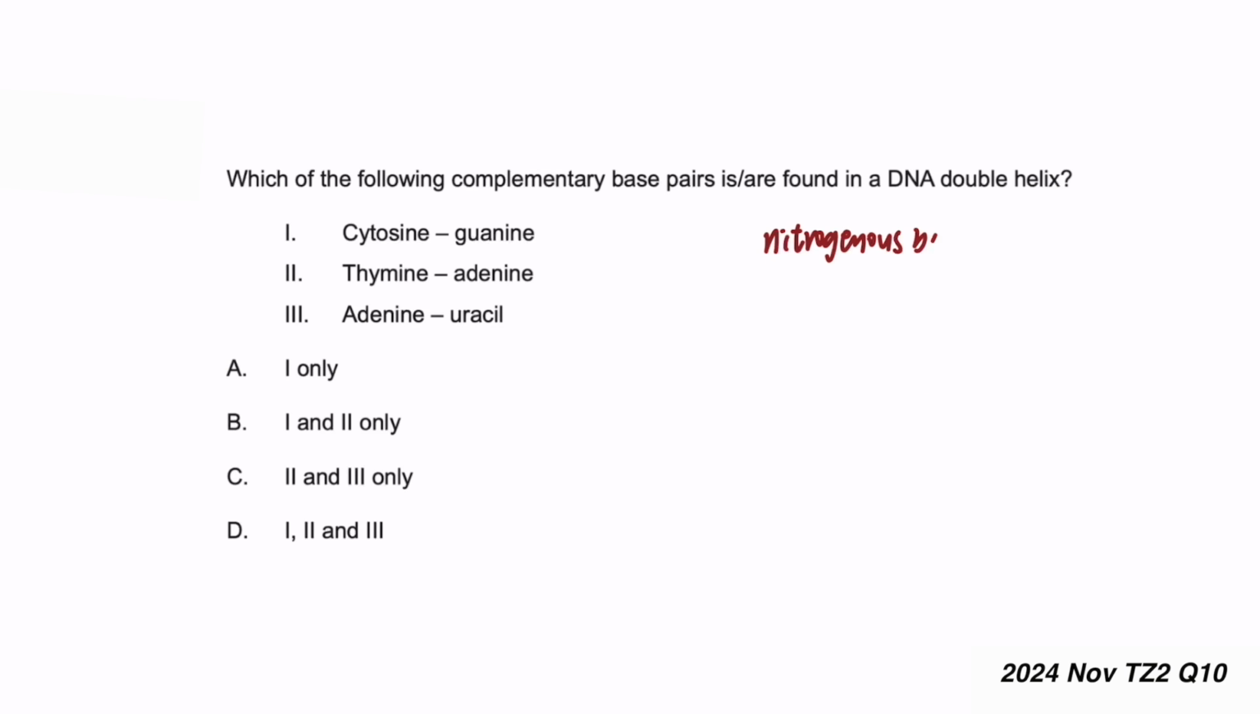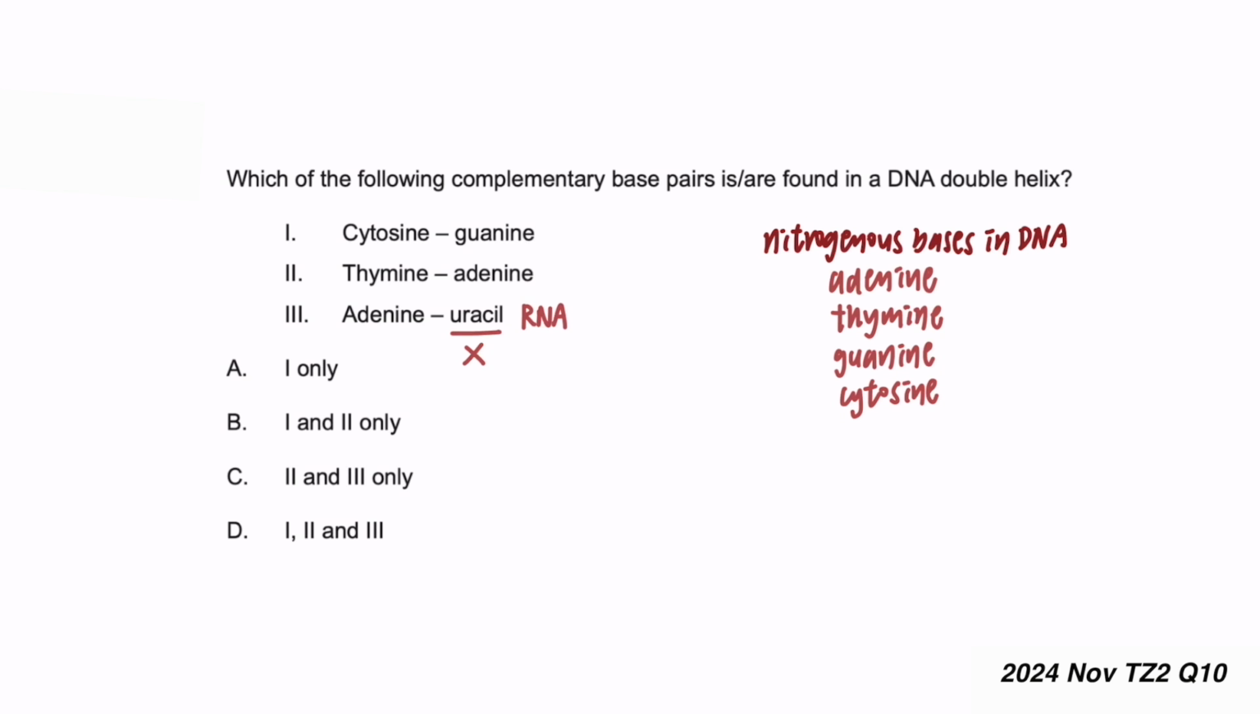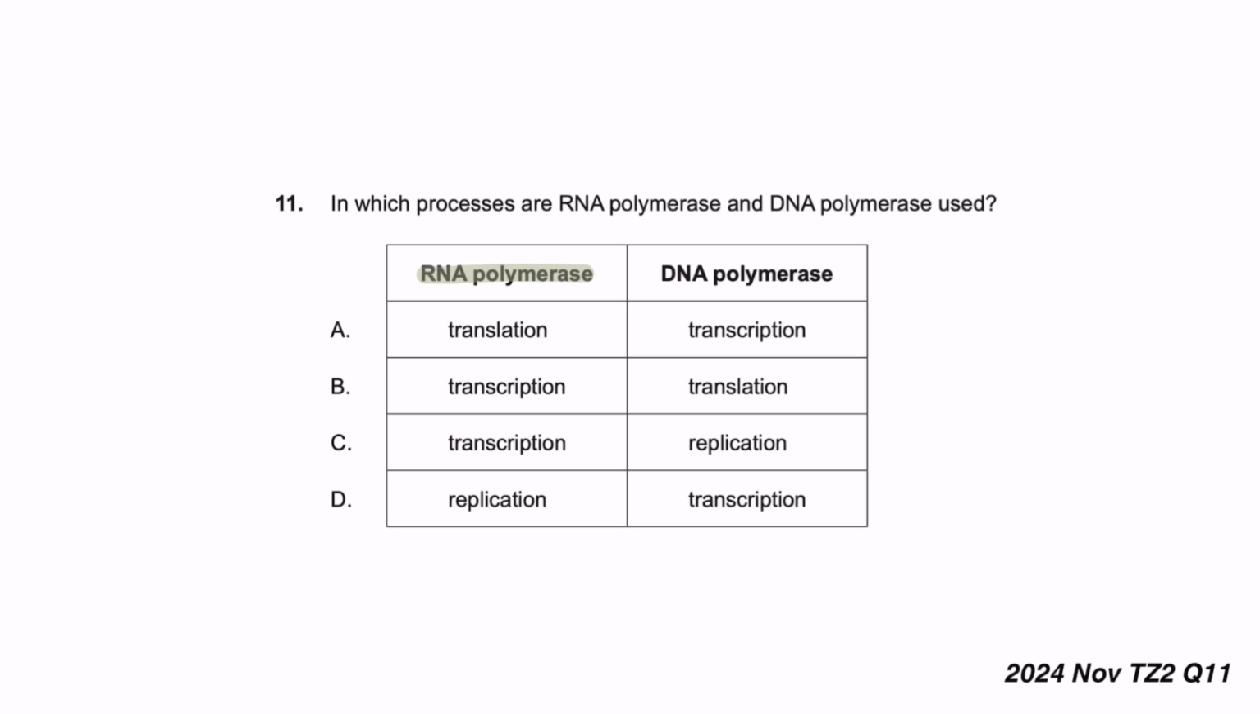The nitrogenous bases in DNA are adenine, thymine, guanine, and cytosine. DNA doesn't contain uracil, which only appears in RNA. RNA polymerase is the enzyme to transcribe DNA to form RNA, while DNA polymerase is the enzyme to replicate DNA in DNA replication.